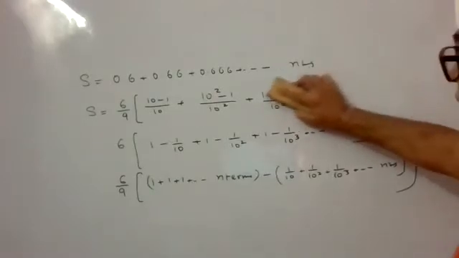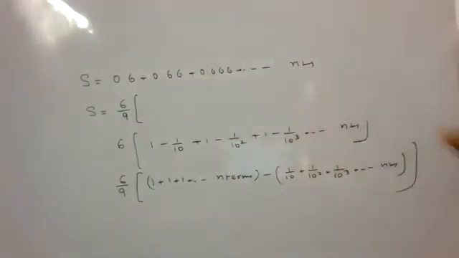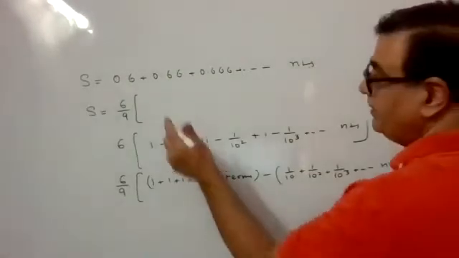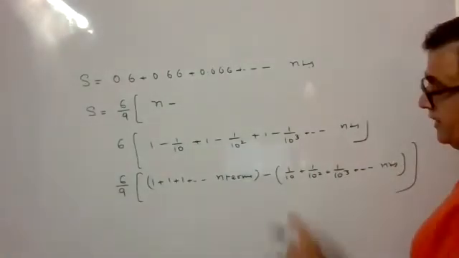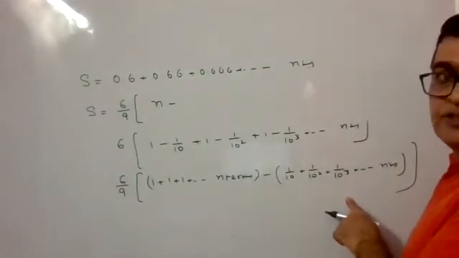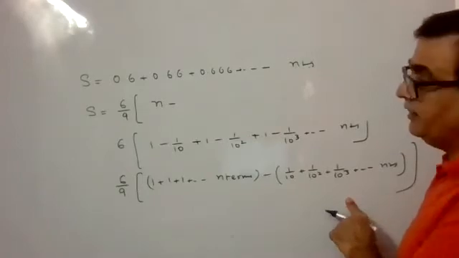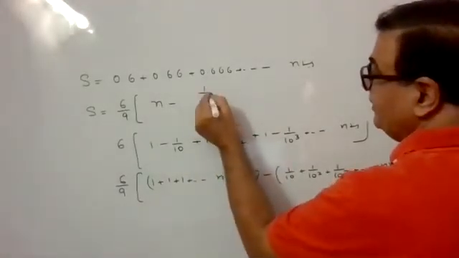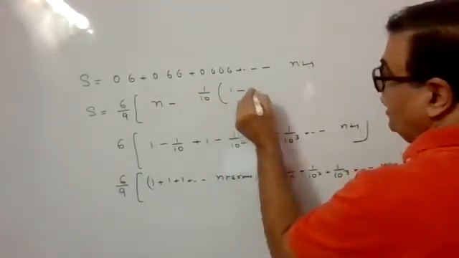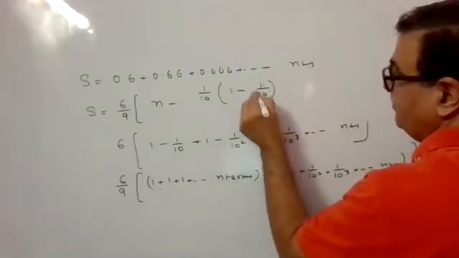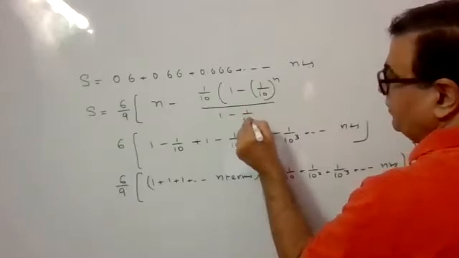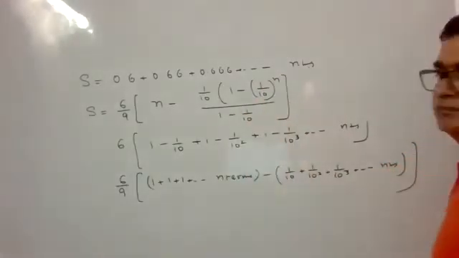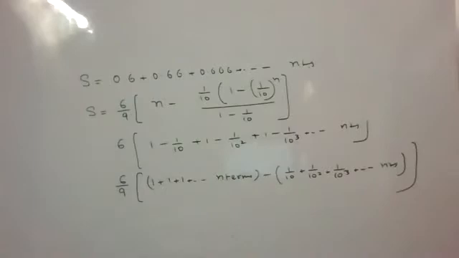And then what is the first part we have? This will be 1, 1, 1 n times, so it will be n minus. It is a GP now. First term will be 1 by 10. Common ratio is 1 by 10. So the formula is A. A will be 1 by 10, times 1 minus (1 by 10) power n, divided by 1 minus 1 by 10. So this will be the answer we will be having.